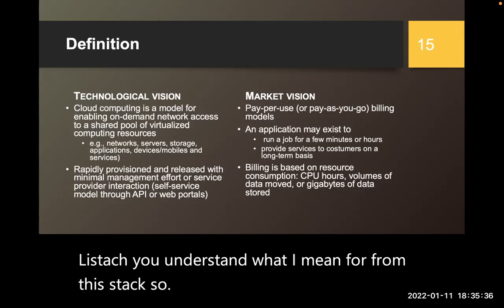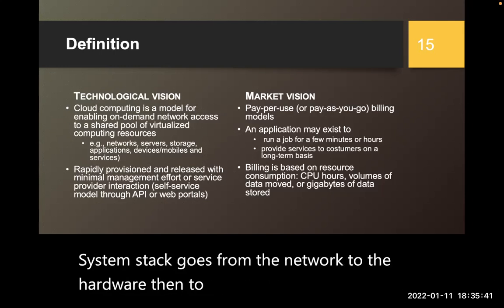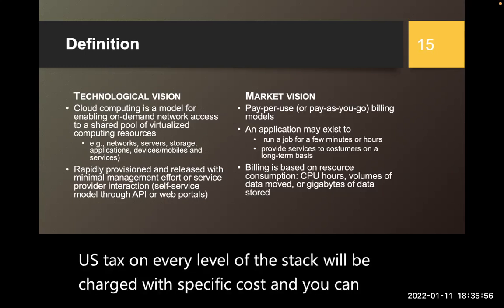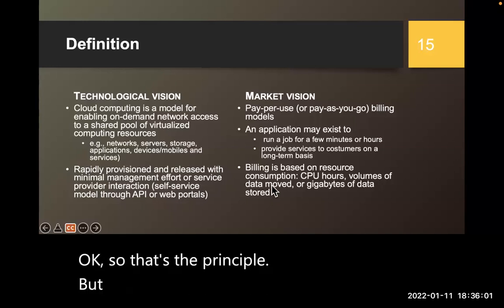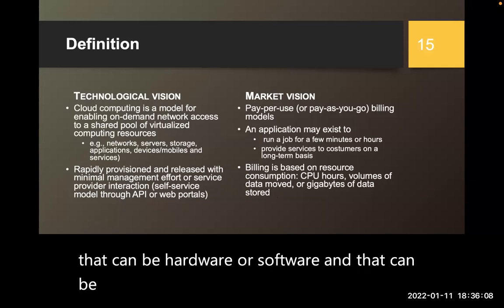The system stack goes from the network to the hardware, then to the application level, until the software. So every level of the stack will be charged with a specific cost, and you can choose. So that's the principle: an architecture that includes services that can be hardware or software, and that can be chosen in order to build a computing system solution.